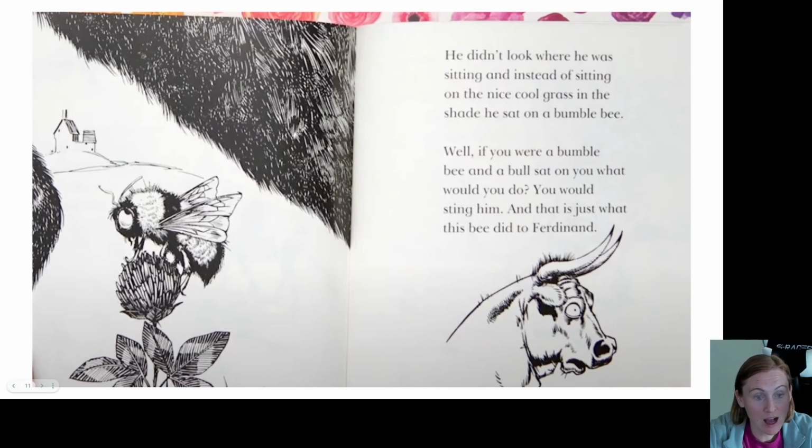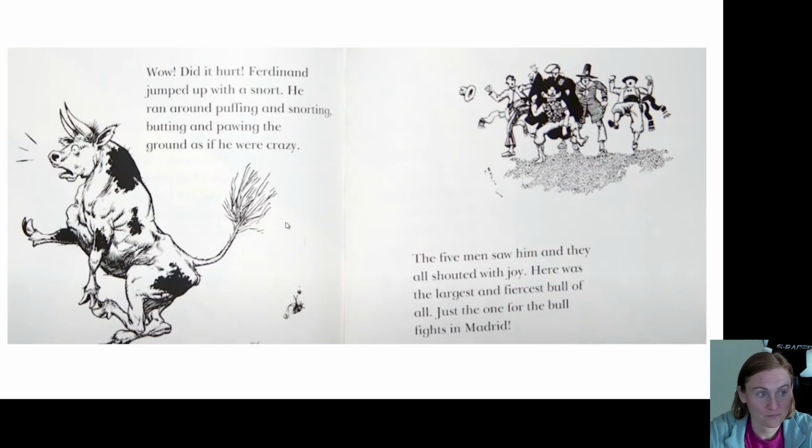So look at his eyes. They're really large because he's getting stung. He's like, ah! Right? Think about how you might feel if you got stung by a bee. Wow! Did it hurt? Ferdinand jumped up with a snort.